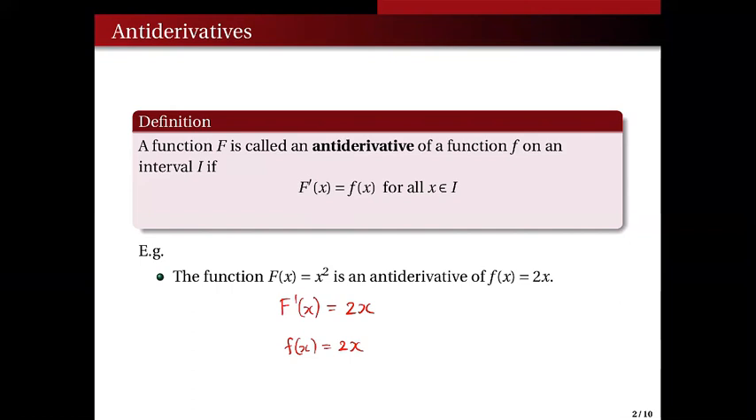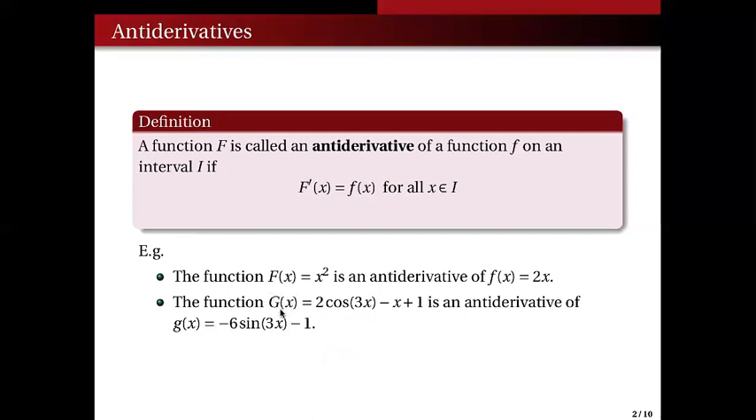Also, if we have the function capital G of x, which is equal to 2 cosine 3x minus x plus 1, this is an antiderivative of this small g of x, which is equal to negative 6 sine 3x minus 1. And again, that's because if you get the derivative of capital G, you will get what? 2 times the derivative of cosine 3x, that's negative sine 3x. Then by chain rule, you have to multiply by the derivative of 3x. And then minus the derivative of x, it's just 1. And then here, derivative of constant, that's just 0.